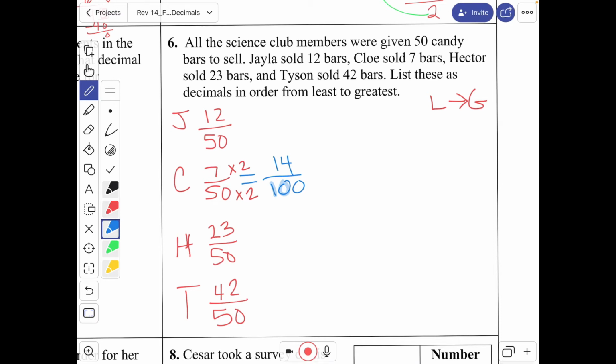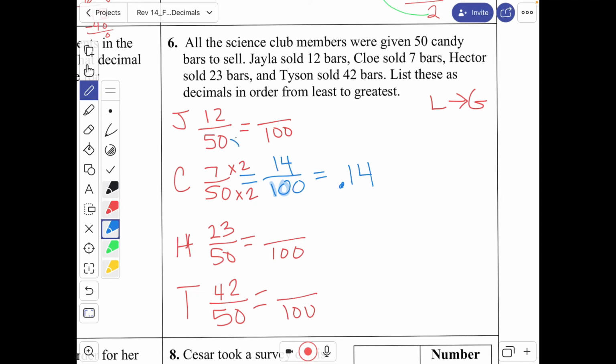And so if I can do something to the fraction to make an equivalent with a 10 or 100 or 1,000, then I can just write the number on top as the decimal. 14 hundredths is decimal 0.14. And since they're all 50, we're going to do that to all of them. I need to change all of them to have a 100 as the denominator.